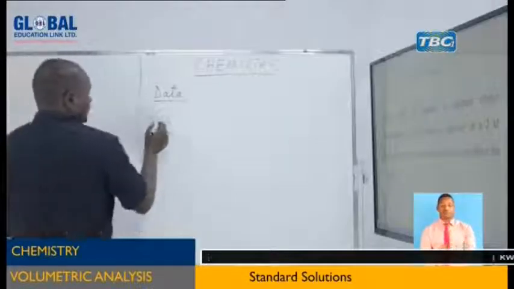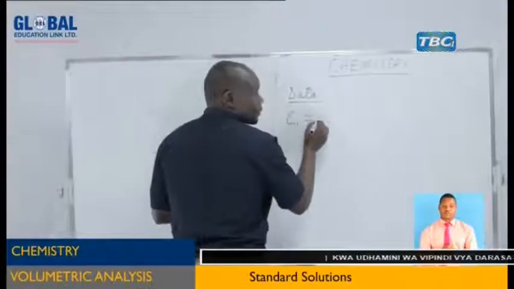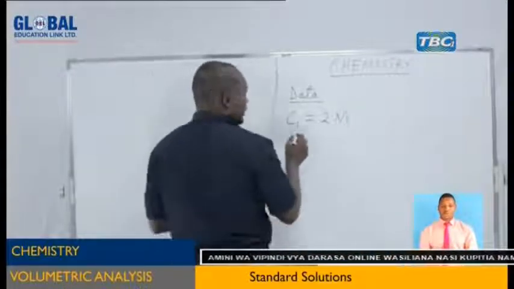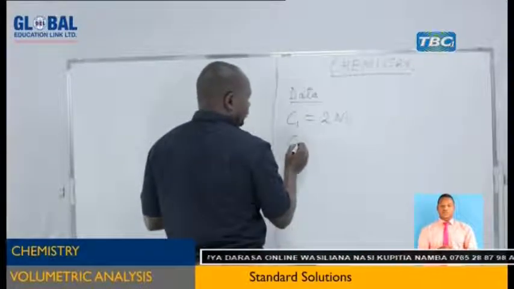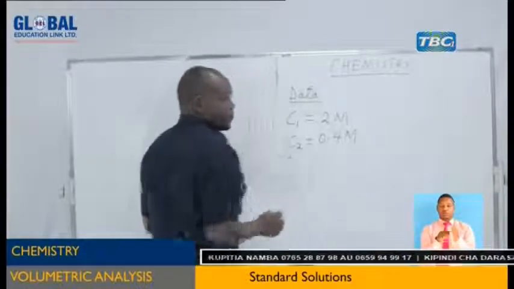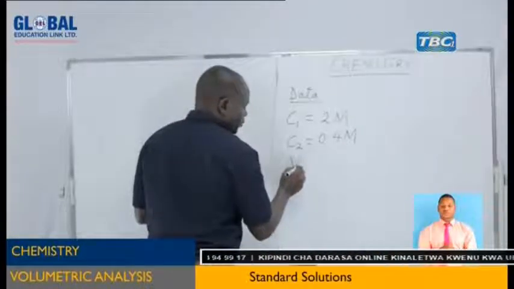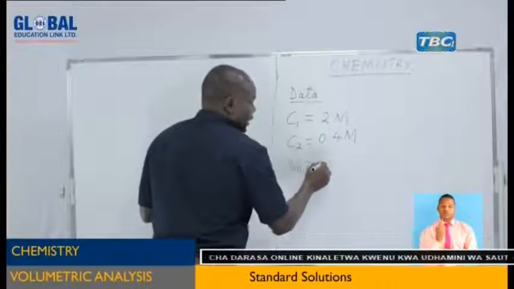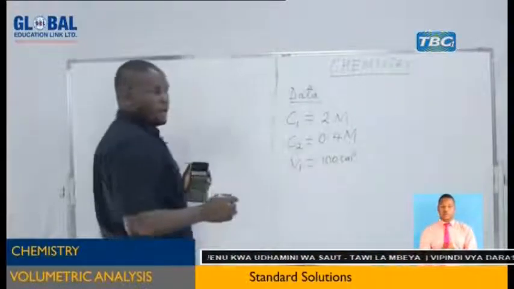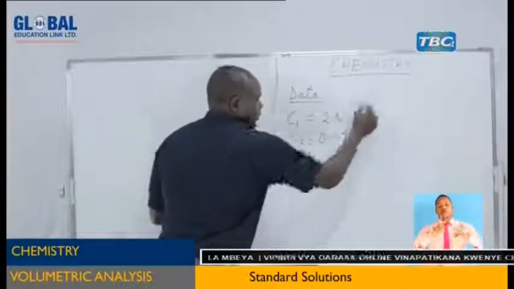So we have the molarity of the concentrated solution, which is 2 mole, and also we have the molarity of the dilute solution, which is 0.4 mole. Then we have the volume of the concentrated solution, which is 100 cubic centimeter. Then we are asked to calculate the volume of the dilute solution. So this is simple now.